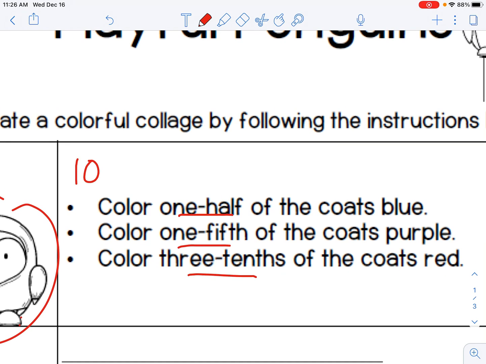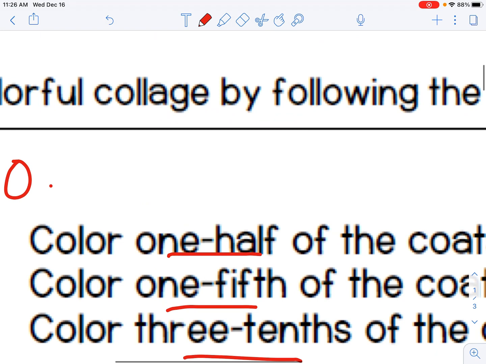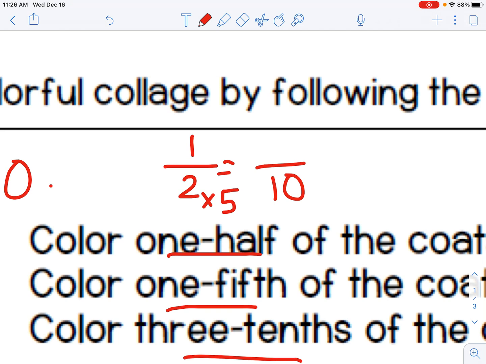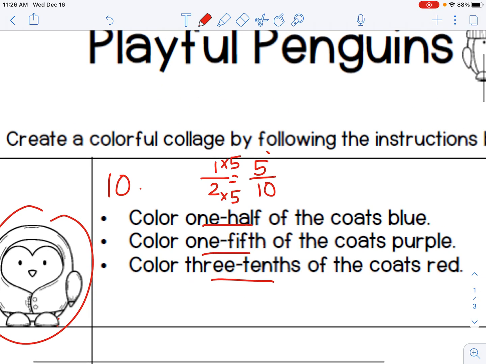I need to color 1/2 of these coats blue. To get that to be a denominator of 10, we're going to need to use equivalent fractions. We have 1/2. We want our denominator to be 10. So we need to figure out 2 times what gives us 10. Well, 2 times 5 gives us 10. What we do to the bottom, we also have to do to the top. 1 times 5 gives us 5. That means we are going to be coloring in 5 of the 10 blue.